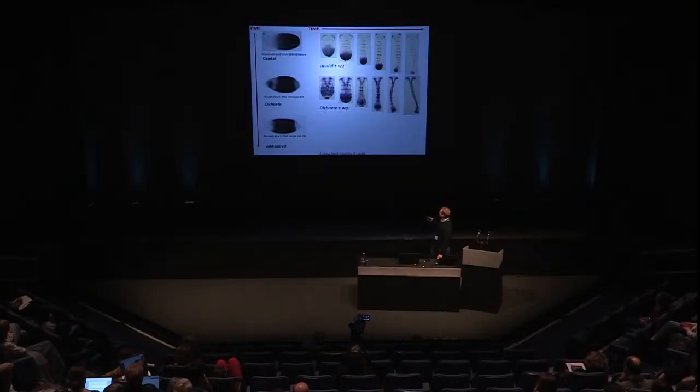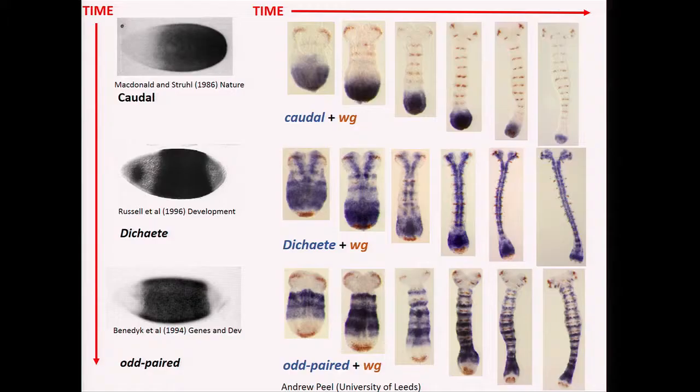Dichaete, this posterior domain, is always associated with the growth zone. And then the posterior boundary of odd-paired expression is also moving down the germ band like a wavefront. So actually, all of our cells in the Tribolium embryo are experiencing this same temporal sequence of caudal, Dichaete, odd-paired. It's just that the anterior ones go through it much quicker than the posterior ones. And this is suggesting that actually we could get most of the way from short-germ to long-germ segmentation simply by changing the spatial temporal expression of these three key temporal inputs.